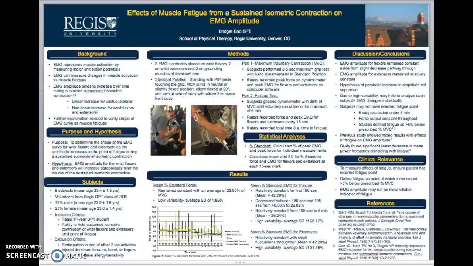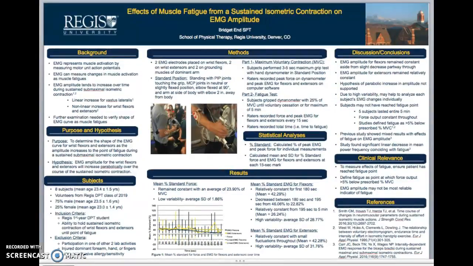This could be due to the fact that subjects may not have reached their fatigue point, since 5 of them lasted for the entire 5 minutes. Previous studies showed mixed results, with the amplitude increasing for certain subjects but decreasing for others as they reached their fatigue point. To measure the effects of fatigue on our patients, we must ensure that they have reached their fatigue point, and we should also note that EMG amplitude may not be the most reliable indicator of fatigue.